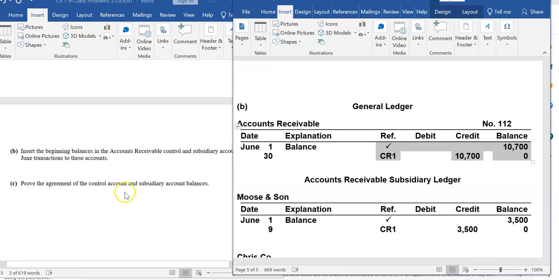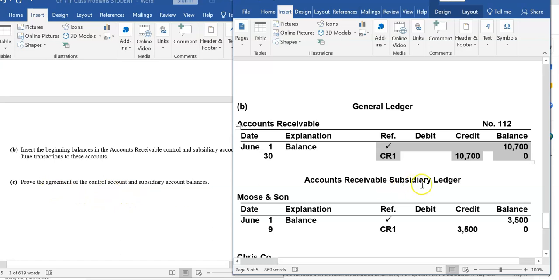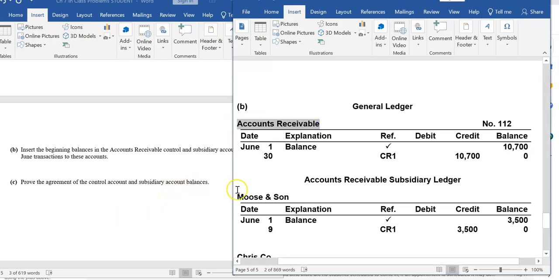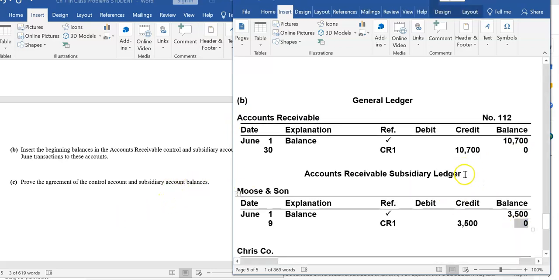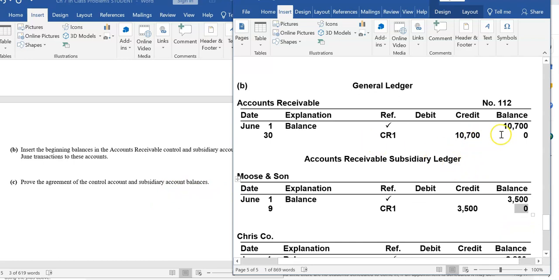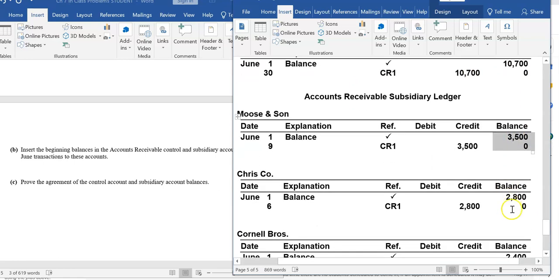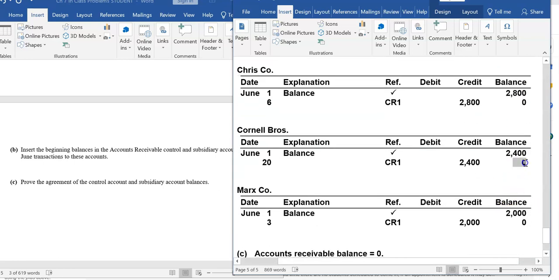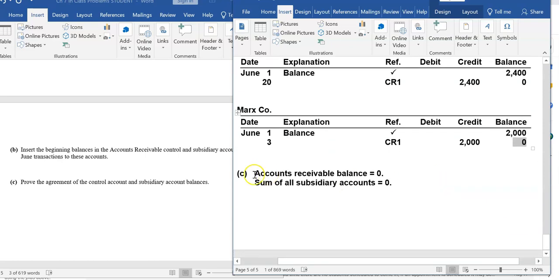The final thing they have us do is to prove that the control account balance, the accounts receivable account balance at the end of the month, agrees with the subsidiary account balances. Pretty simple to do because accounts receivable ended with $0, and all of our subsidiary account balances ended the month with $0 as well. If the accounts receivable balance is $0, it should equal the sum of all the subsidiary accounts, and it is also $0. So we worked it out just right.